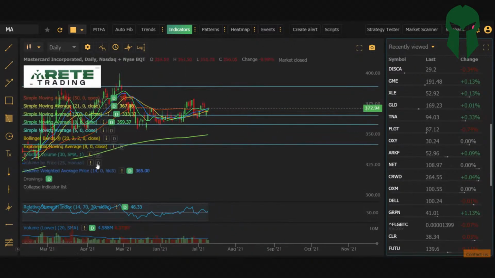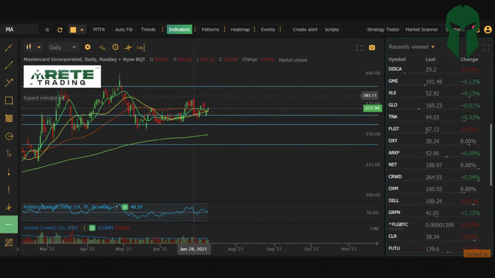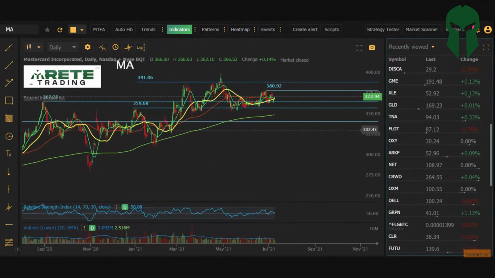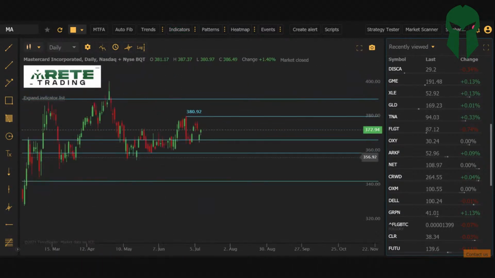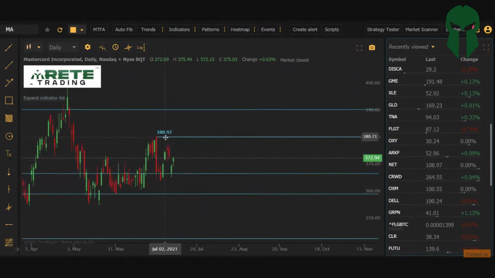So let's get rid of this VWAP. We don't know what we're doing there. And then we're just going to click on this. I would look for that 381 before I would even try to get involved. But if I can clear this long red bar and get through the top of that, I'd be interested. Absolutely.